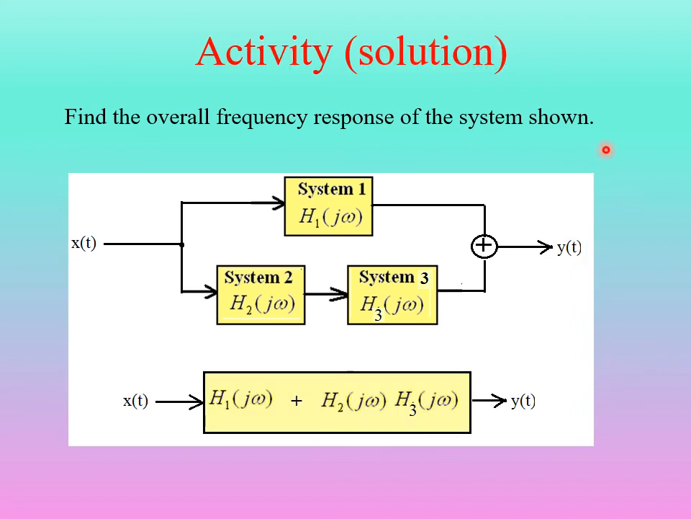All right, so the way to figure this one out is we can combine system 2 and system 3 first. Remember that for subsystems in series, we simply multiply H2 and H3 together. And then, since that is in parallel with system H1, for a parallel system we have to add the frequency response of H1 to the product of H2 and H3. So this is the overall frequency response of the system shown up here after it's been simplified.